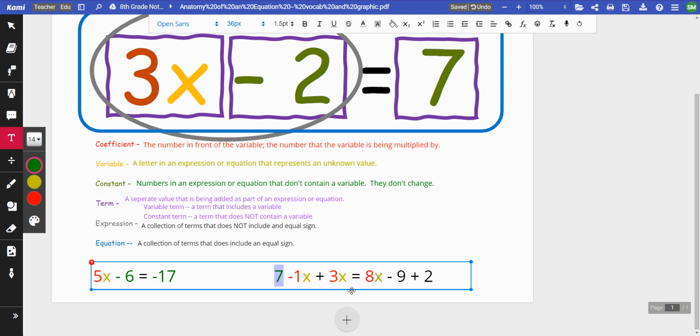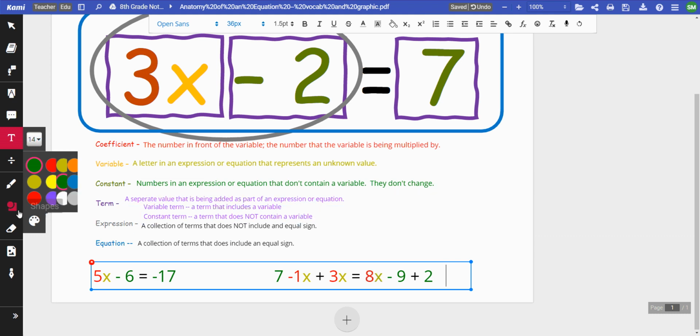That's a variable term. That's a variable term. That's a variable term. Oh, but here I have a constant term, and the negative goes with that 9. And here I have another constant term. I'm going to put that, well, I can just do the 2. So the constant here is the 2. Okay? So now I've made all my constants green.